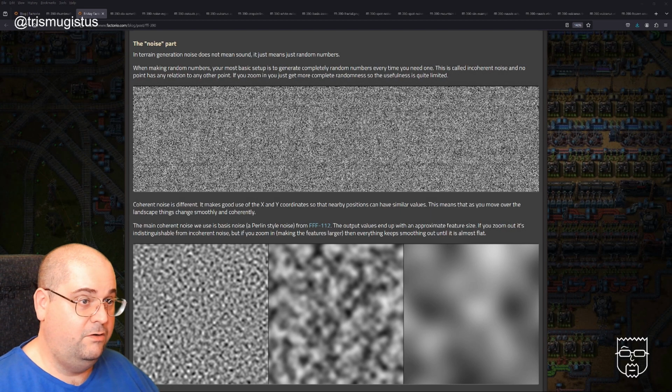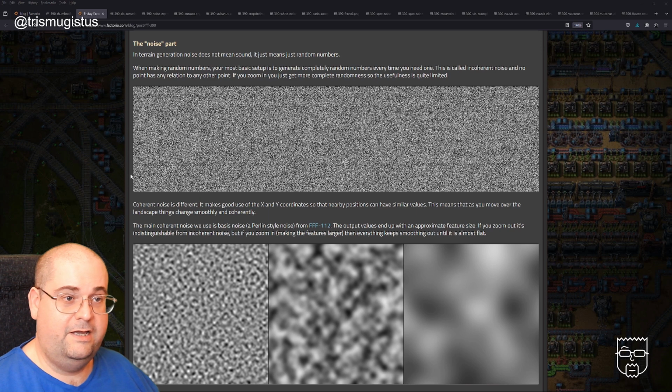The noise part. In terrain generation, noise does not mean sound. It just means random numbers. When making random numbers, your most basic setup is to generate completely random numbers every time you need one. This is called incoherent noise, and no point has any relation to any other point. If you zoom in, you just get more complete randomness, so the usefulness is quite limited.